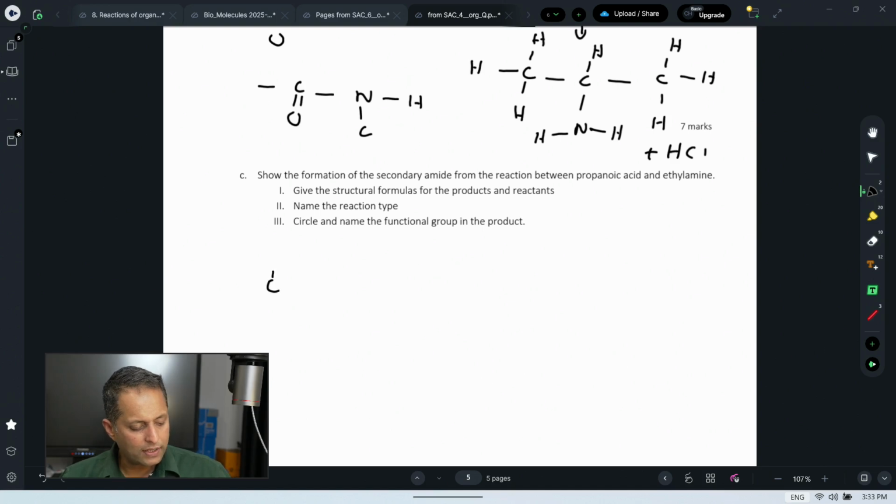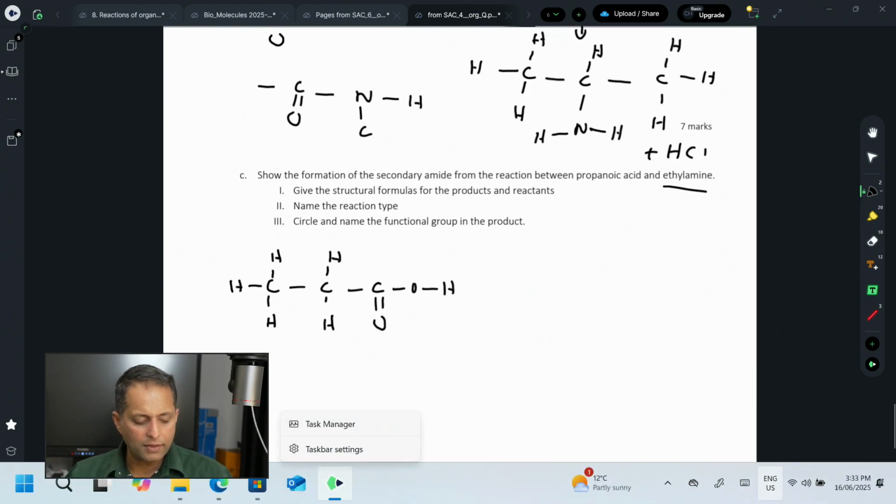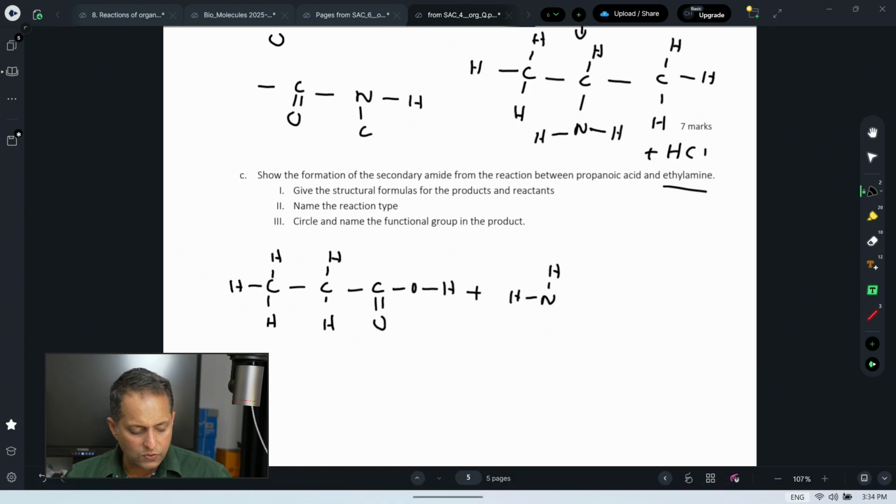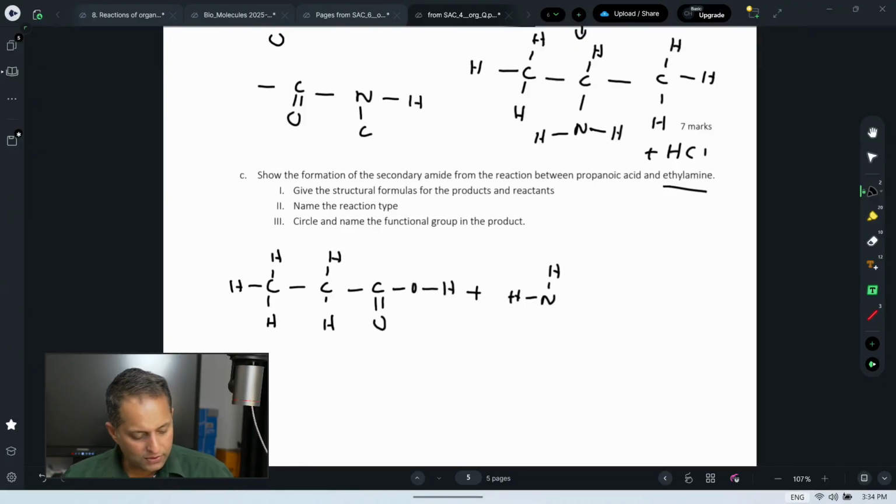That's not that difficult. Get the propanoic acid. That's a carboxylic acid with a carboxyl functional group. Now, ethylamine. Ethyl means two carbons. Amine means NH2 group. Look, I have got the business ends facing next to each other. What happens when the business ends are facing each other? A condensation happens. We know that. So we draw ethylamine.